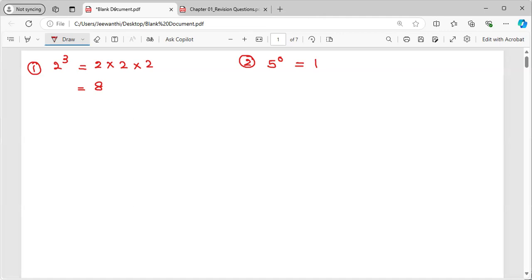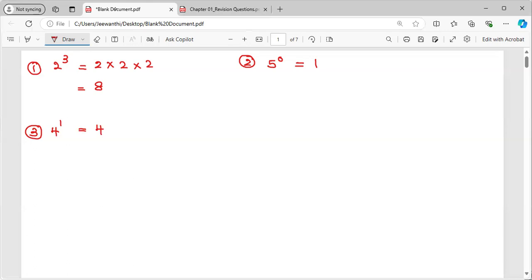Then we will move to the third question, which is 4 to the power 1. The answer is equal to 4. Here, what is the theory we want to learn? Whatever the base value, if the index is 1, the answer is always equal to the base value. 2 to the power 1 is equal to 2. 3 to the power 1 is equal to 3. 4 to the power 1 is equal to 4. x to the power 1 is equal to x. Then m to the power 1 is equal to m.